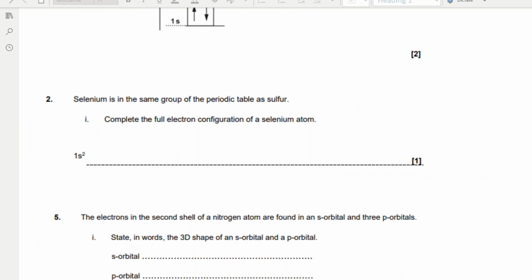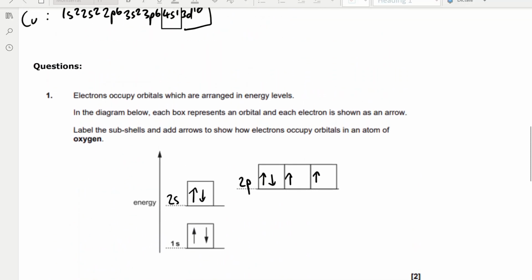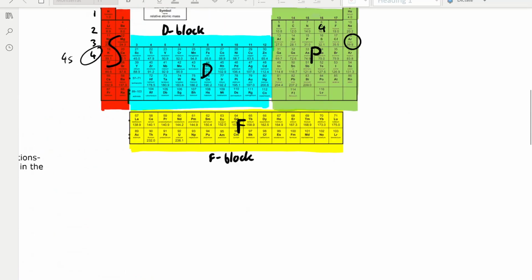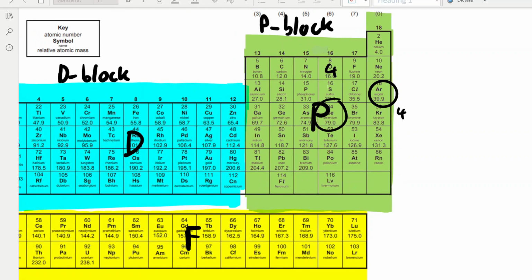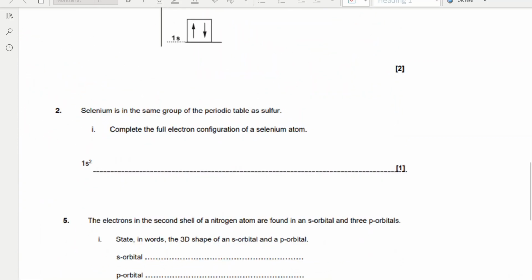Question 2. Selenium is in the same group of the periodic table as sulfur. Complete the full electron configuration of a selenium atom. So let's identify selenium. We know it's in the same group as sulfur. So if we find sulfur first, then we can find selenium. Selenium we can see is located below sulfur, and it's in the 4th period of the periodic table, and it's in the p block. So its outer electrons are going to be in the 4p subshell. They've already given us 1s2, so we can go on from there.